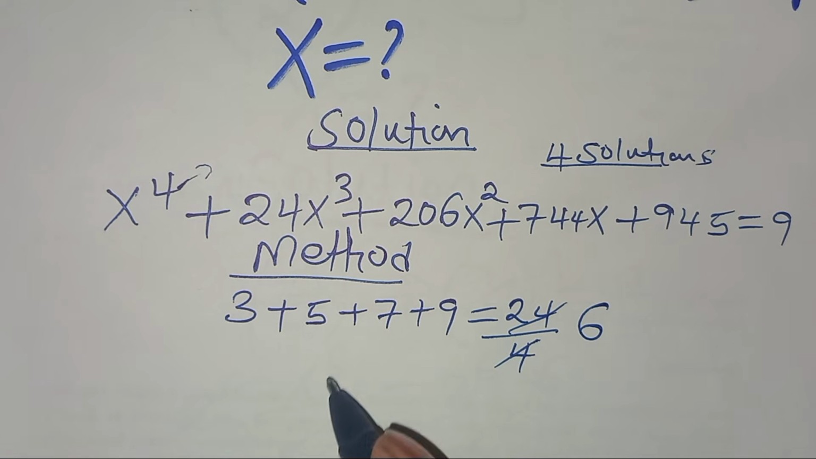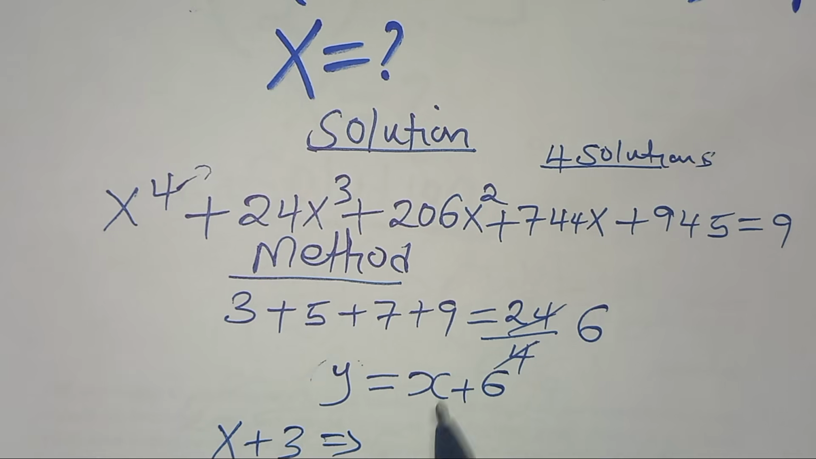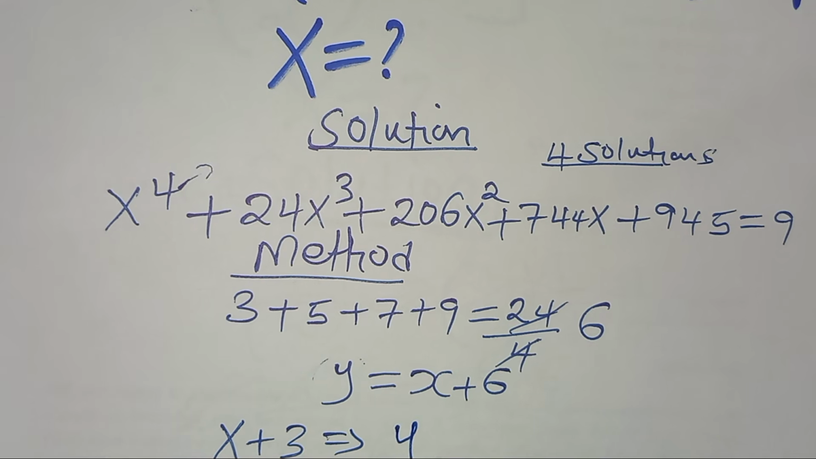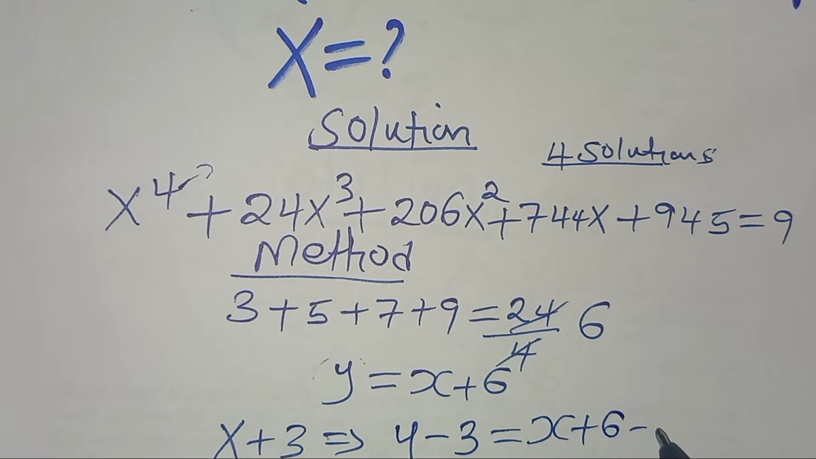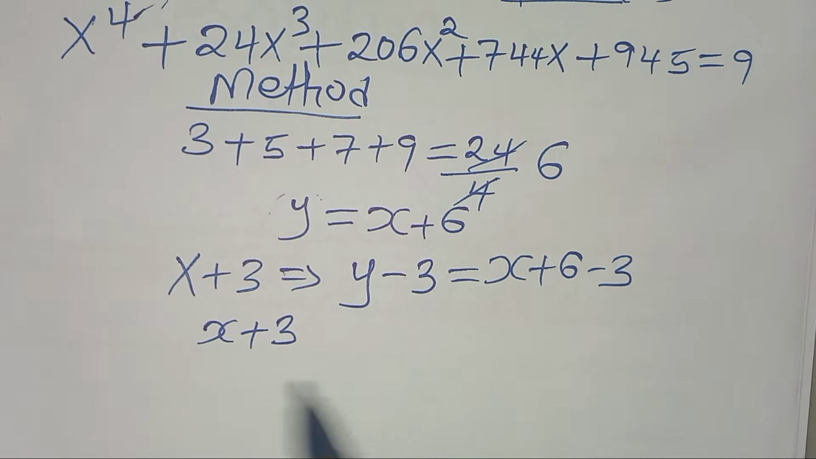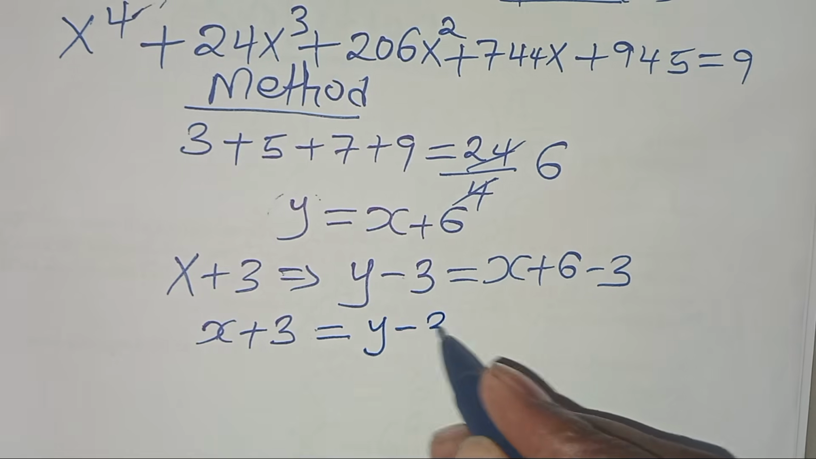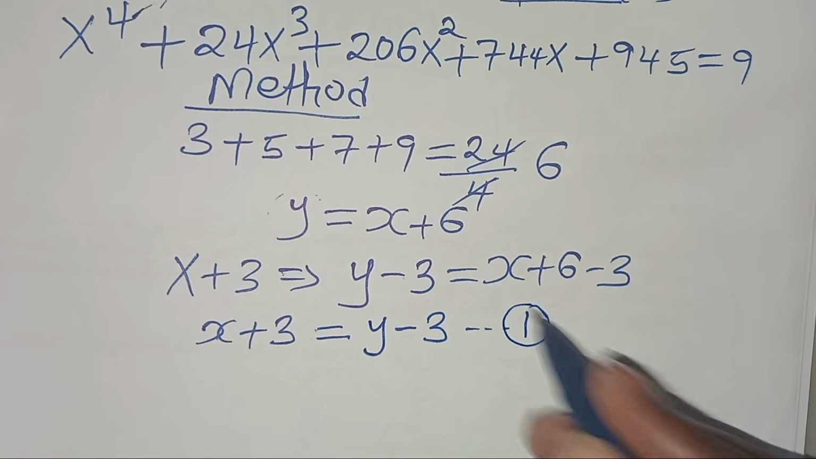Now, let's introduce a variable y, and we can express it in terms of x as y = x + 6. Given that we have x plus 3, we can express this in terms of variable y as y subtract 3, since x plus 6 subtract 3. So x plus 3 in terms of variable y is the same thing as y subtract 3. Let's call this equation 1.